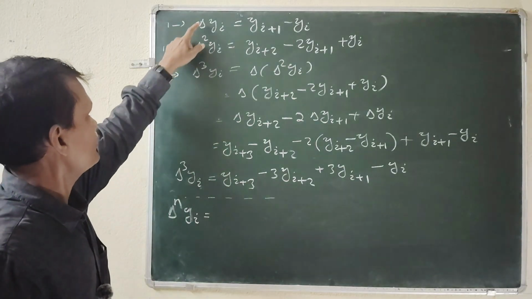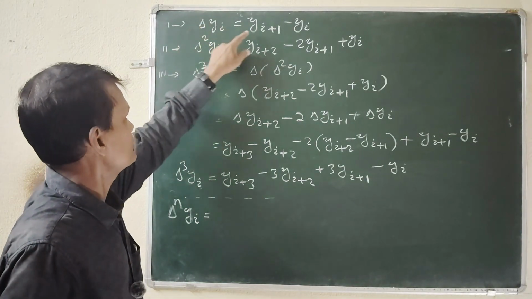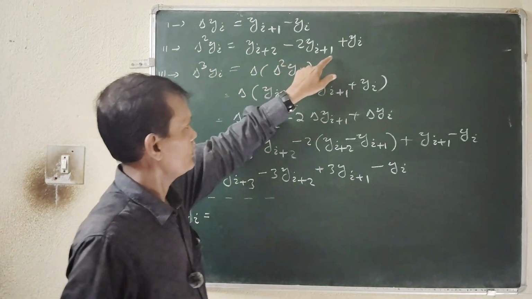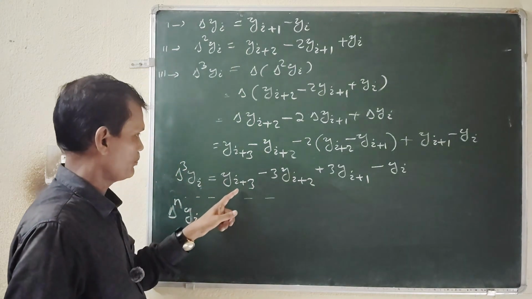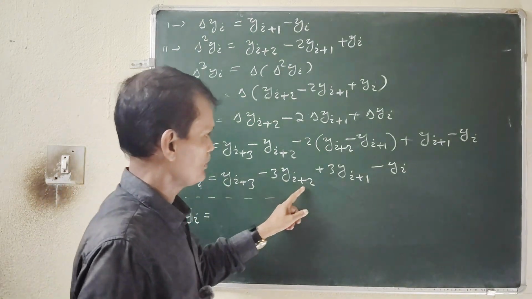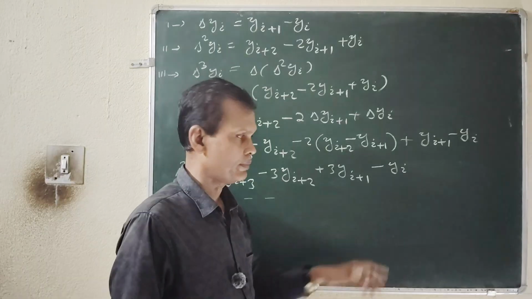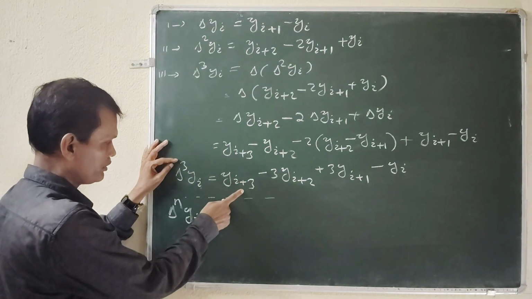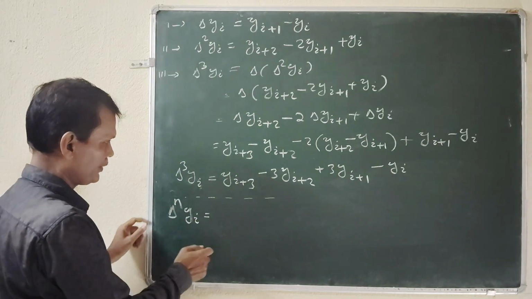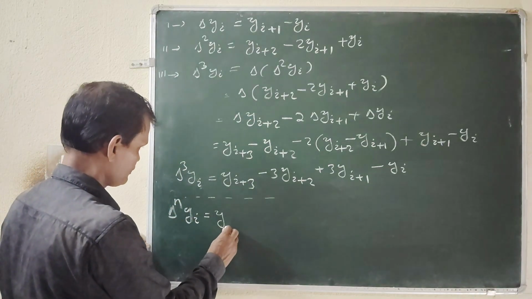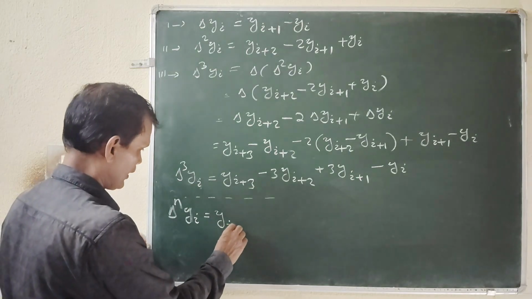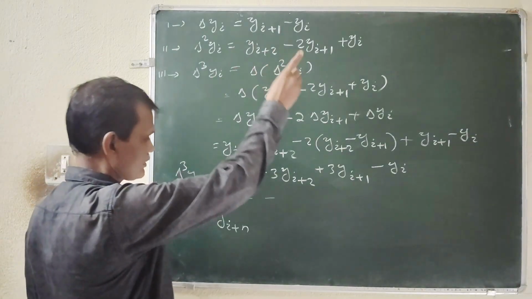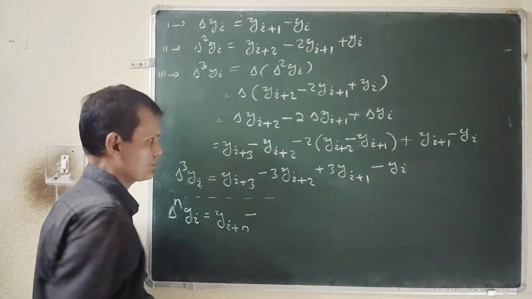Next you come to the index. When we started the order as 1, it is i plus 1, i. For order 2, it is i plus 2, then i plus 1, i. When the order is 3, it is i plus 3, then 1 decreases, i plus 2, then again 1 decreases, i plus 1, then i. That means the first index starts from the order. So delta n yi will start with i plus n, then alternately the sign changes, after this plus we write minus.